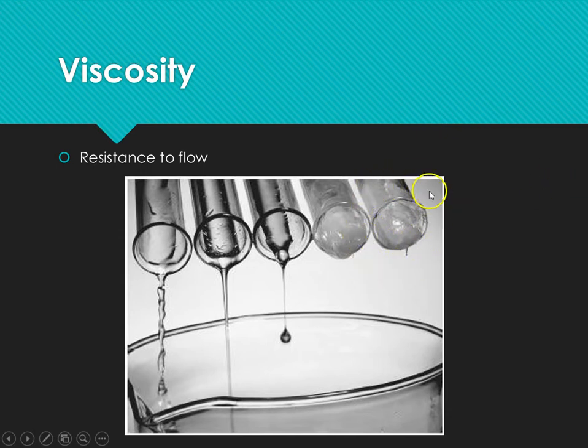So in this case, this test tube on the right has got a high viscosity. It's resisting flowing. Versus here on the left, it's much, much runnier. And so that's got a low viscosity because it's not resisting flowing very much. So in this case, something like water is going to have a really low viscosity, and something like peanut butter is going to have a high viscosity.